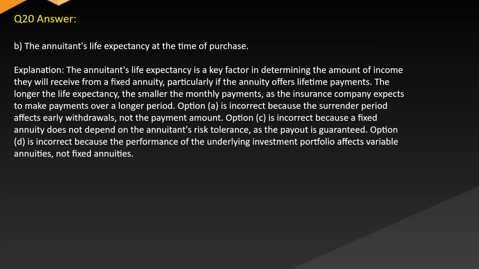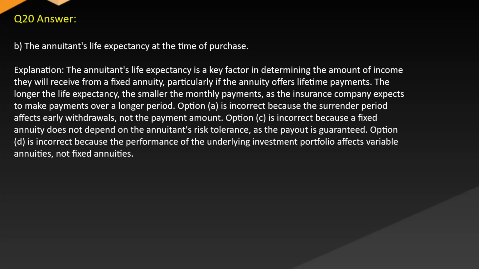Answer. B. The annuitant's life expectancy at the time of purchase. Explanation. The annuitant's life expectancy is a key factor in determining the amount of income they will receive from a fixed annuity, particularly if the annuity offers lifetime payments. The longer the life expectancy, the smaller the monthly payments, as the insurance company expects to make payments over a longer period.